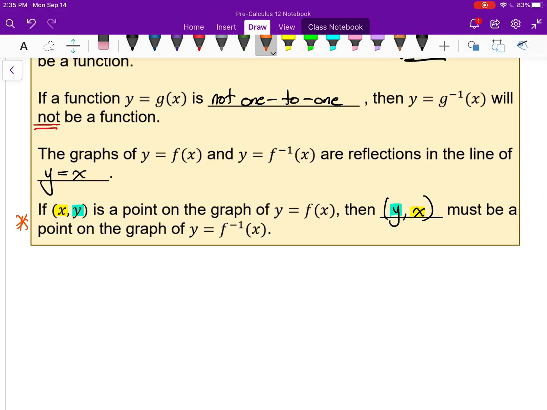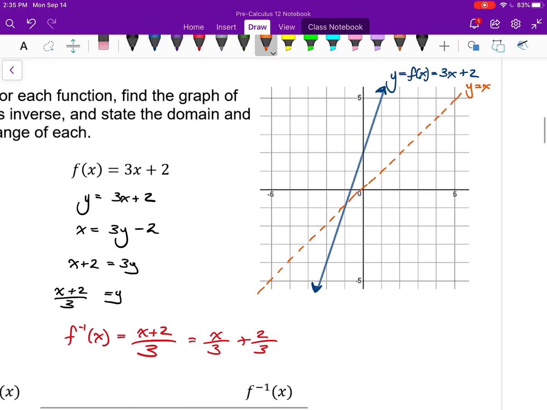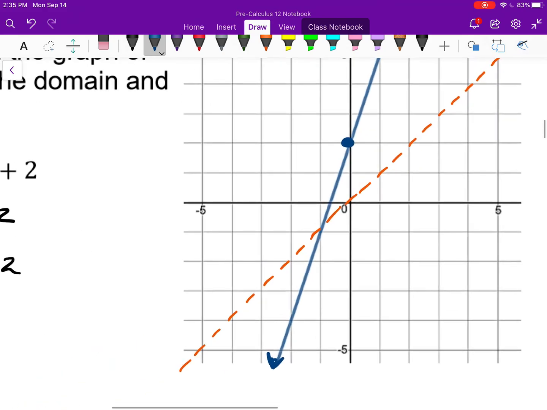If we know a point on one function, then we know a point on its inverse. All I got to do is swap the x and y coordinates around. So everything I've done is correct, but it's this last thing that's going to be the most useful for me for this particular question. I'm going to pick a point. How about right there? What are the coordinates of that point? (0, 2). So I know the inverse must go through (2, 0). There we go. I think that was easier than anything else I've done.